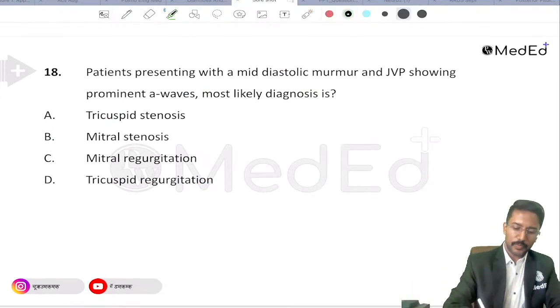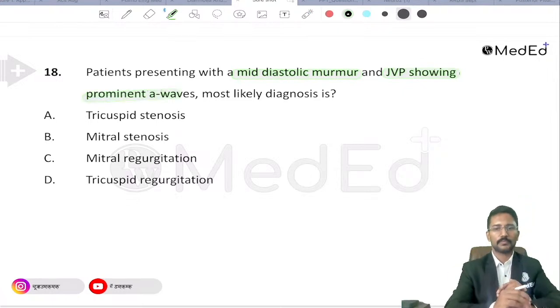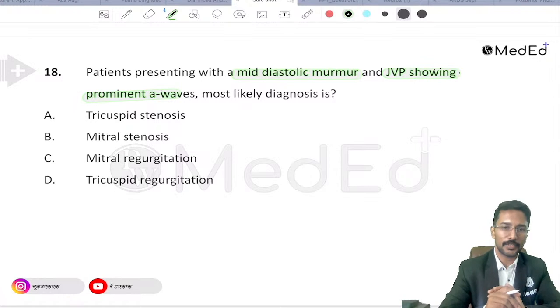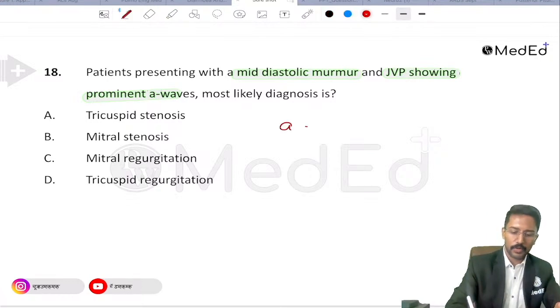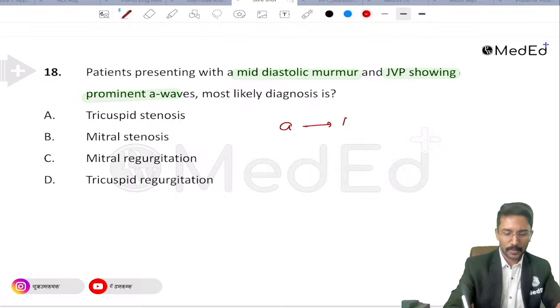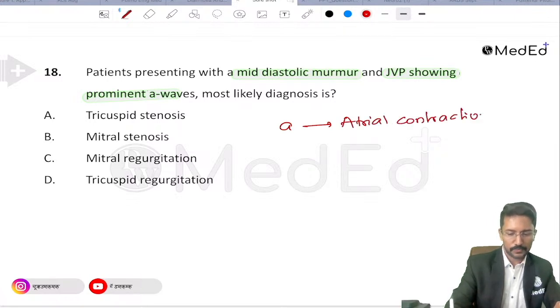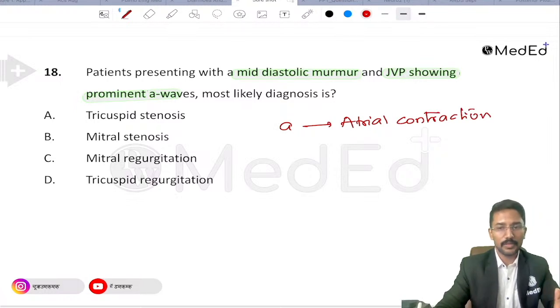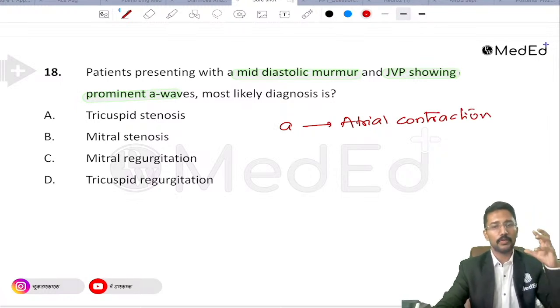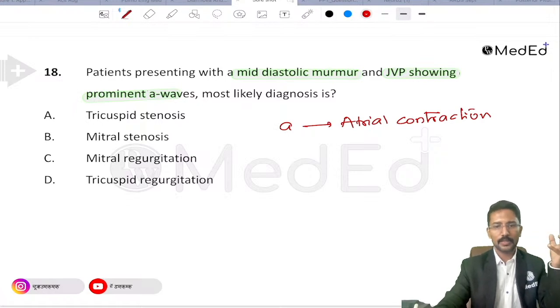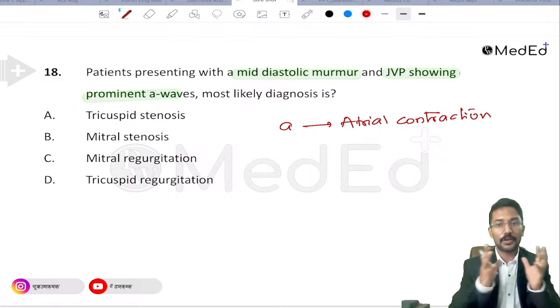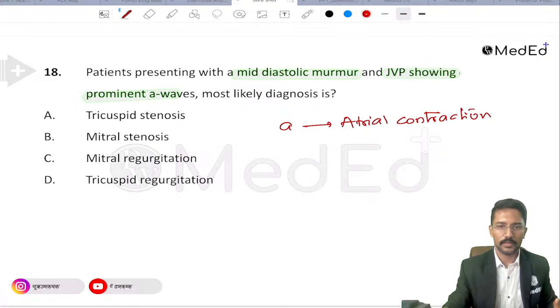A patient presenting with a mid-diastolic murmur and JVP showing prominent A waves. What is the most likely diagnosis? So what we understand so far is the A wave is because of what? The A wave is because of atrial contraction. So when is this happening? This is happening during the last phase of atrial systole. Parallelly, the ventricular diastole is happening, right?